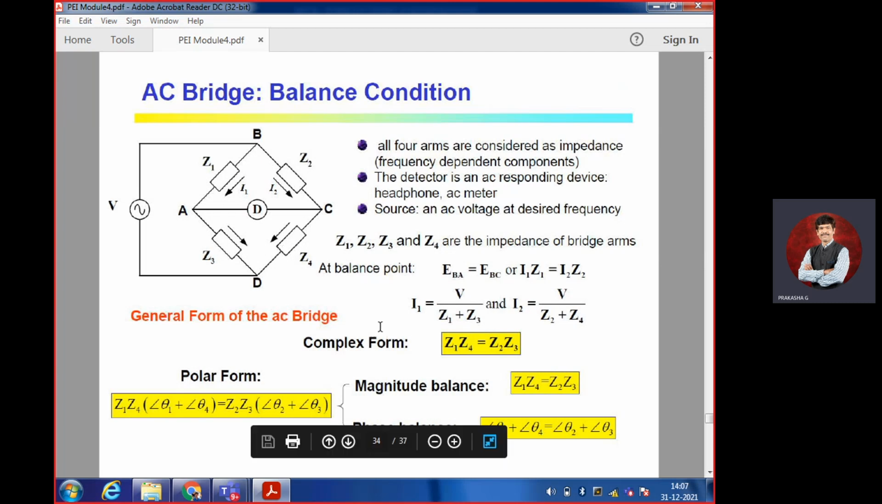So when you take the equation, Z1 Z4 is equal to Z2 Z3, and you're going to have the polar form and also the magnitude and also the phase.